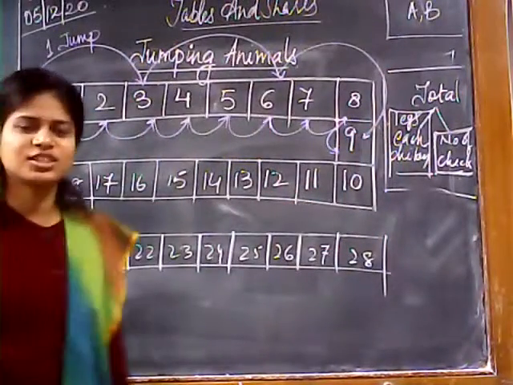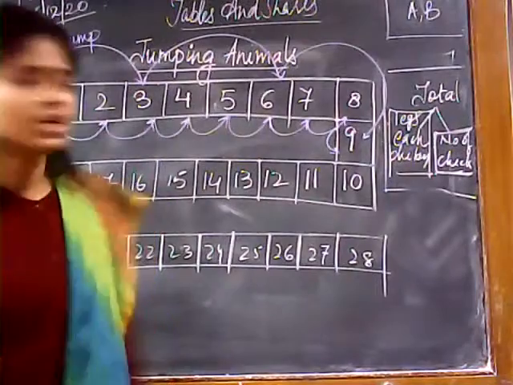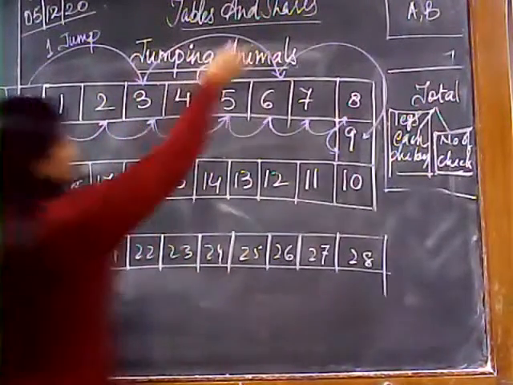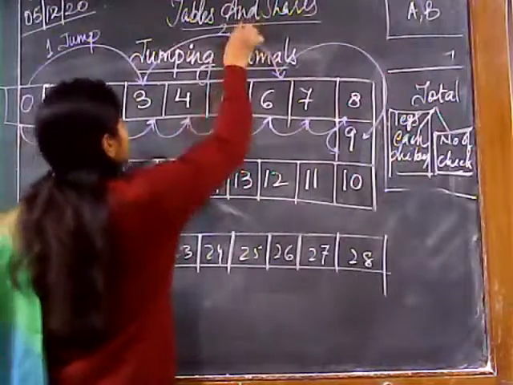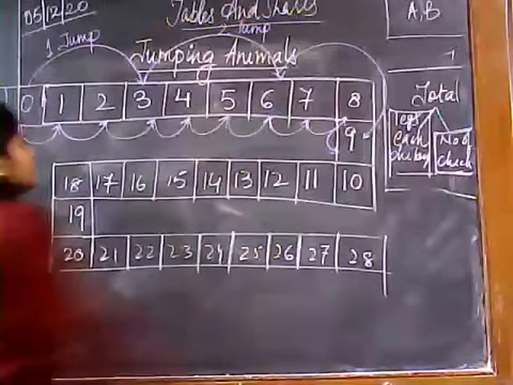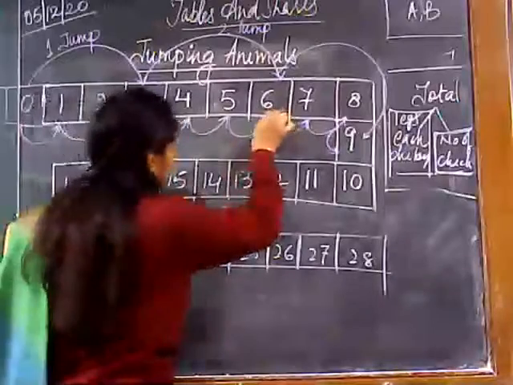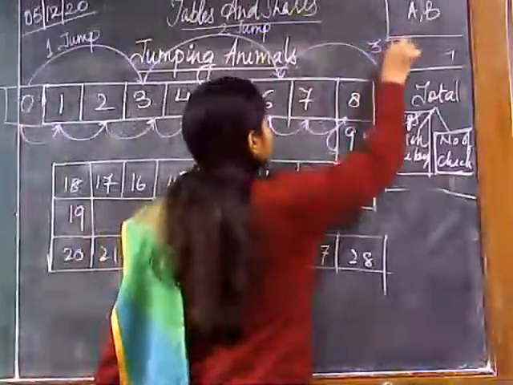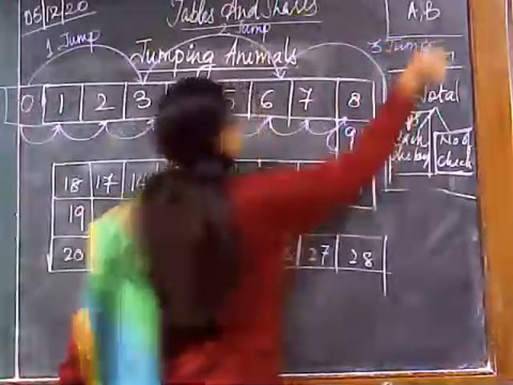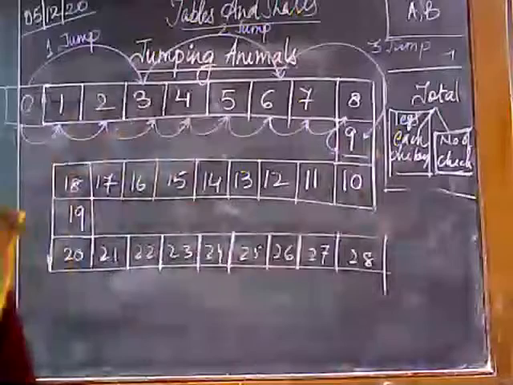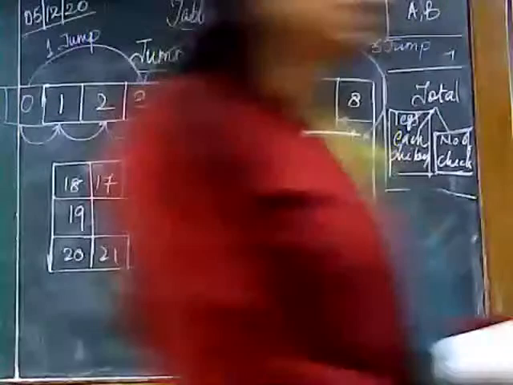Did you understand the story? When she took the first jump, she will land up on 3. When she took the second jump, she will end up on 6. And when she takes the third jump, she will land up where? She will end at 9.